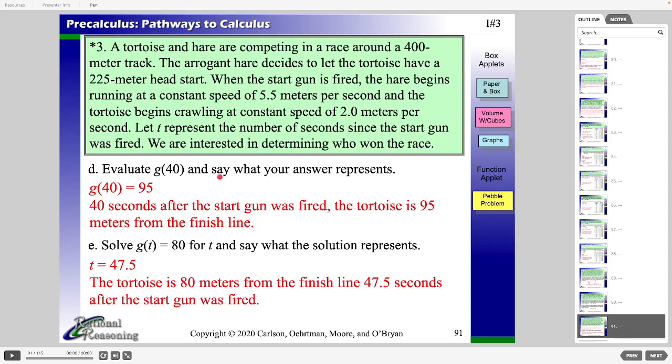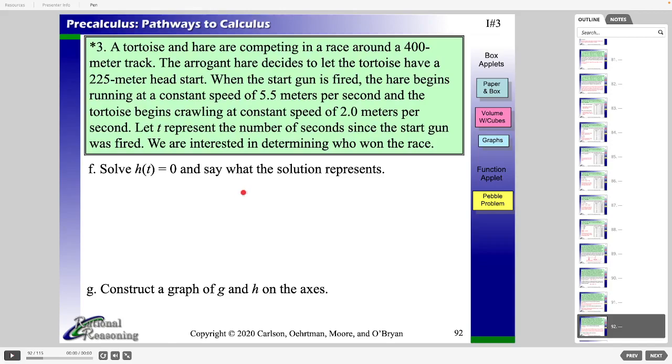And again, the way you would have gone about this is you would have said 80 equals 175 minus 2t. So solve this for t. I would subtract 175 on both sides and then divide both sides by -2. That's how you get this. And then it's just, yeah, the tortoise is 80 meters from the finish line at 47.5 seconds.